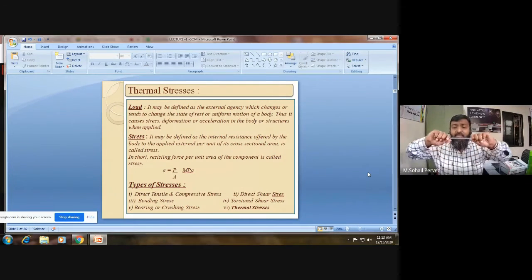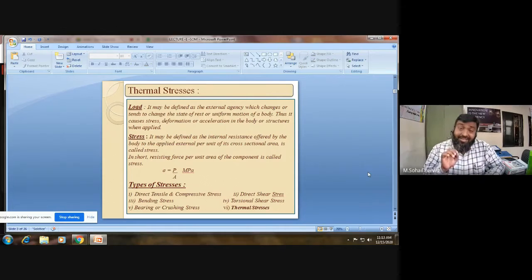Say, for example, I'm applying tensile load over this body. In that case, it will elongate, or if I'm applying some compressive load, it will deform. But in both cases, the resistance would be offered not along the length, but across the length, that is along this cross-sectional area, pi by 4 d square. So these are the basic terminologies used in stress. I repeat, stress is the internal resistance offered by the body to the applied external force per unit of its cross-sectional area.